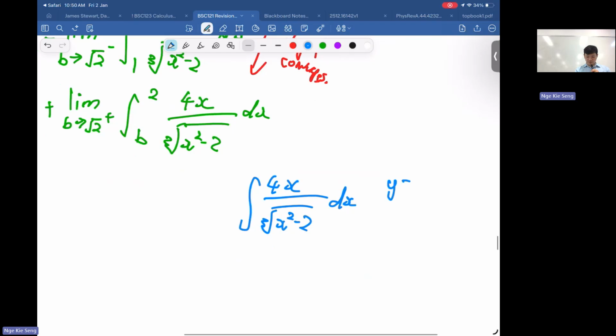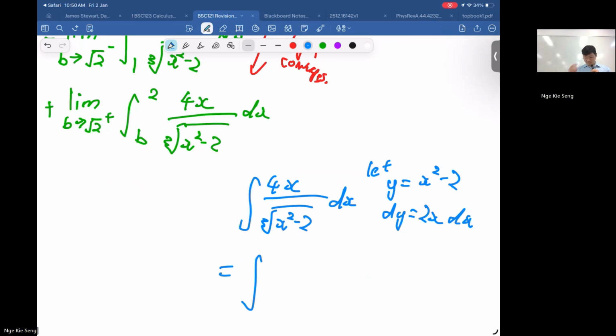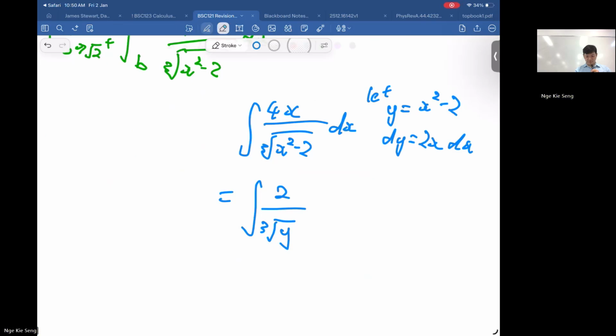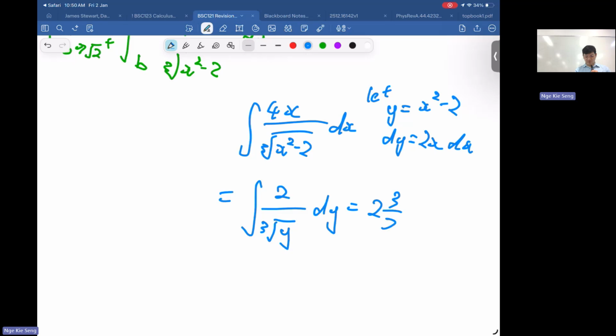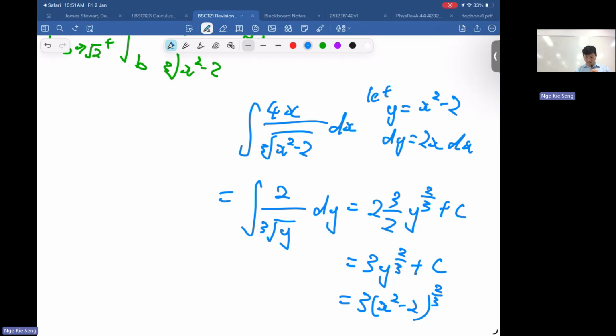Okay, where we let y equal x squared minus 2, dy equals 2x dx. Then this will just become 2 times dy over cube root of y, which is what? 2 times 3 over 2 times y to the 2 over 3 plus c, which is 3 times x squared minus 2 to the 2 over 3. Like that. Okay. So far, okay. It's fine.